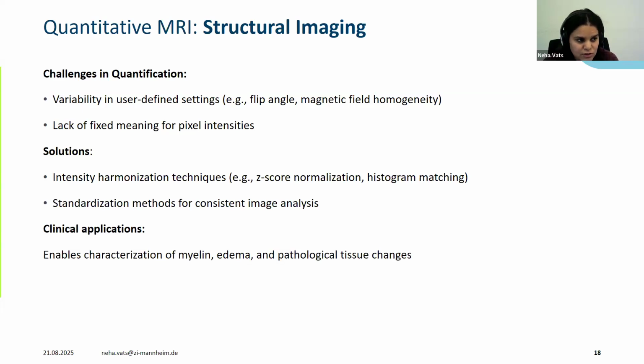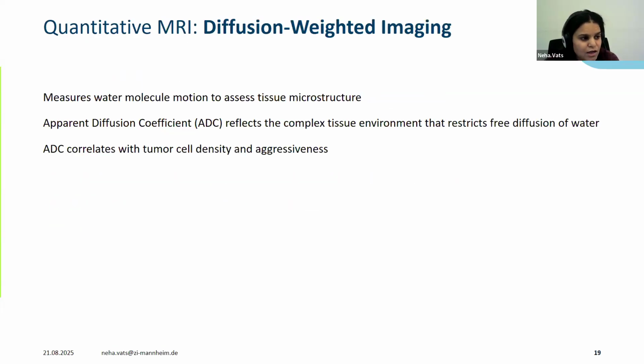Clinical applications of the structural quantitative MRI imaging is, it enables characterization of edema, myelin, or pathological tissue changes. Now we are moving to next, that is diffusion weighted image. Diffusion weighted image, as the name suggests diffusion, it measures diffusion of water molecules to assess the tissue microstructure.